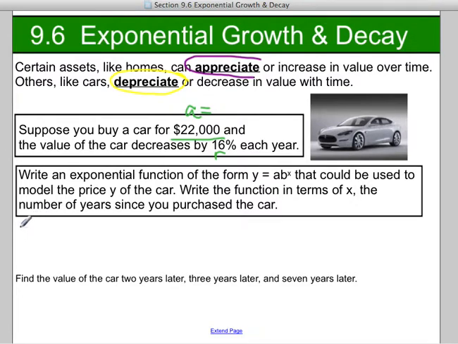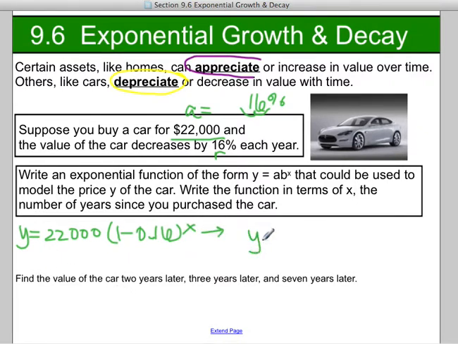So I would have that y is equal to my A value, which is 22,000. And remember I said B was 1 for depreciates minus 16%. Well, I would write 16% as a decimal. So I would move it over twice, so it would be minus 0.16 to the x. Let me rewrite this one more time. So y will equal 22,000, and what is 1 minus 0.16? That's 0.84 to the x. So there's my equation to model the situation.